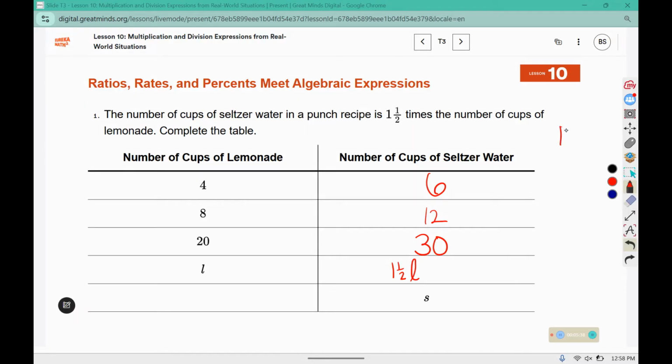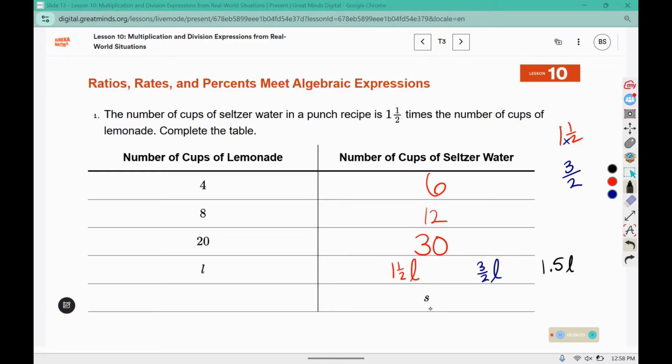Another way you could write 1.5. 1 times 2 is 2, plus 1 more makes 3. So you could also write this as 3 over 2L if you'd prefer the improper fraction. Or you can write it as a decimal, which is 1.5 times L. So there's several different methods, which all mean the same thing.